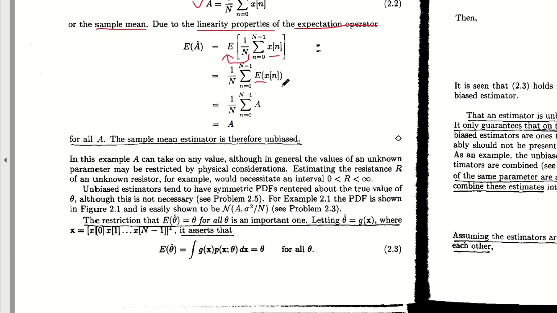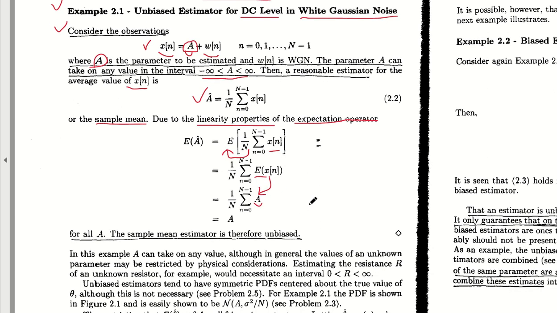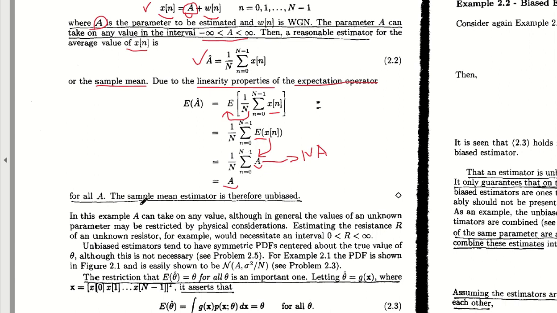And then it will be 1 divided by N summation of A, right? Because if you take the expectation of x[n], this has zero mean. As a result, it will produce A. And then the summation of A is NA, divided by N, which then becomes A. The sample mean estimator is therefore unbiased.